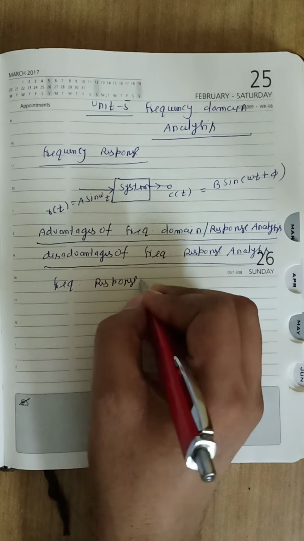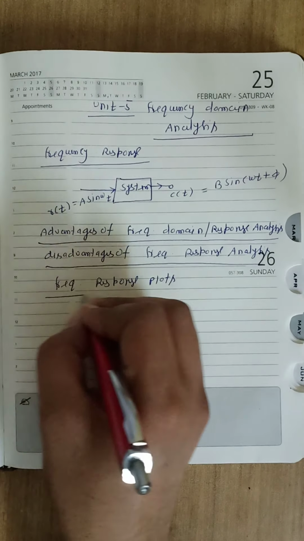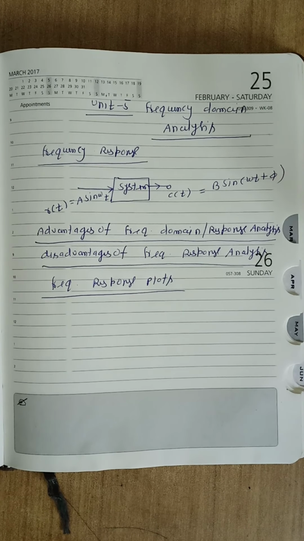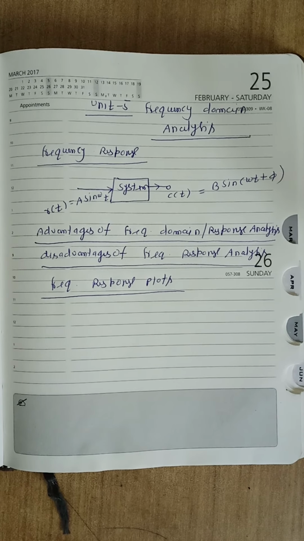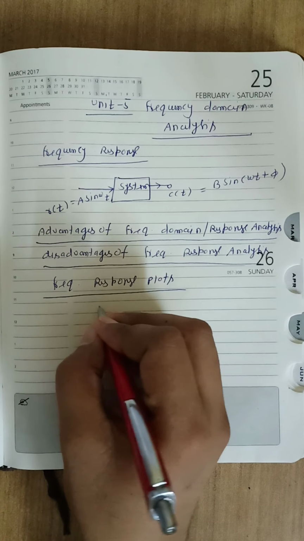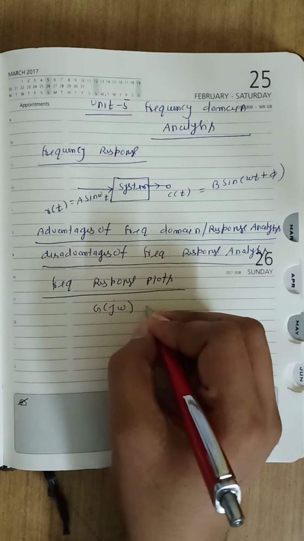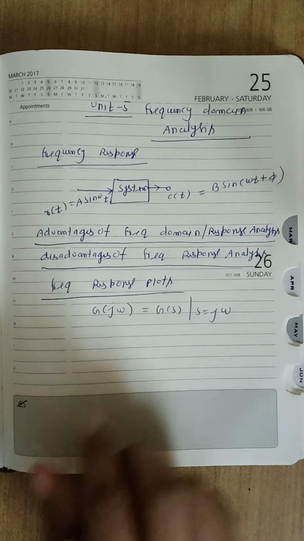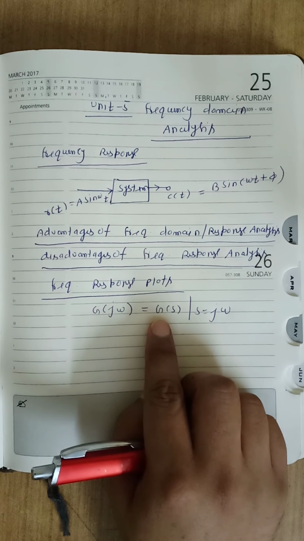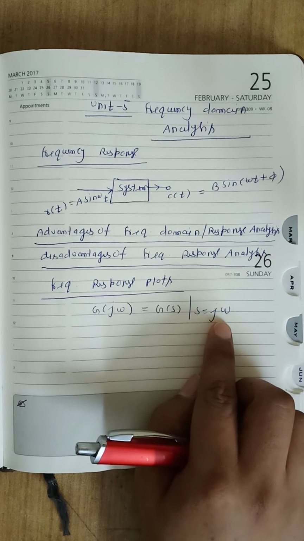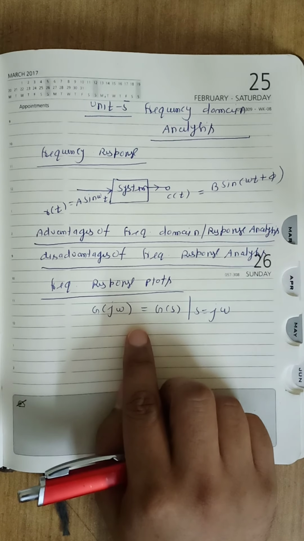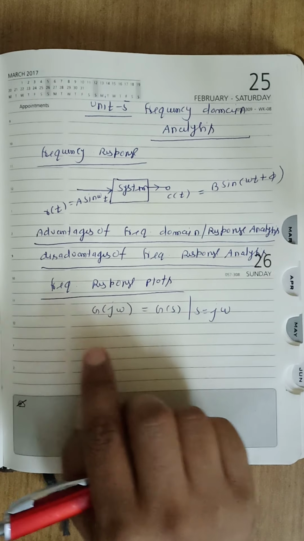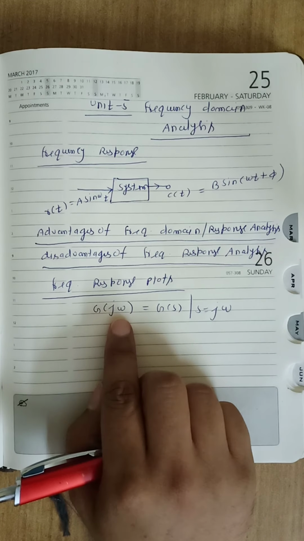Frequency response plots. Here a transfer function, suppose G(s), can be described in the frequency domain by the relation G(jω) equals G(s), where s equals jω. G(s), you know, is the open loop transfer function. If we put s equal to jω, we have a transfer function in the frequency domain. So here you can say G is a function of a complex frequency.